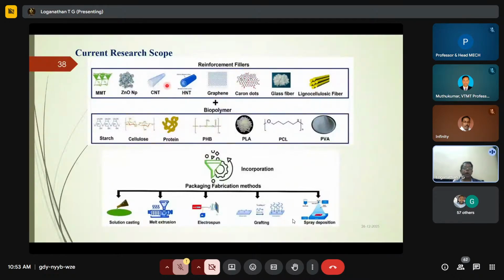Say, for example, if you are taking a combination of CNT and PLA, and you are using the solution casting method, we may not get a good result. That can be achieved with melt extrusion. So the process is one of the factors, the polymer is one of the factors, and the reinforcement filler is one of the factors. You can take any two or any three combinations of the factors and study how the properties are varying, thereby you can optimize the process parameters. Like that you can take up your research further.